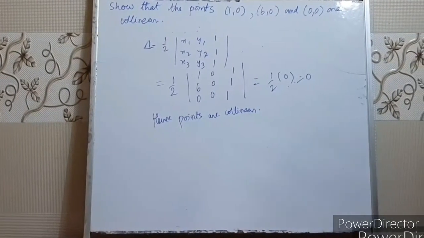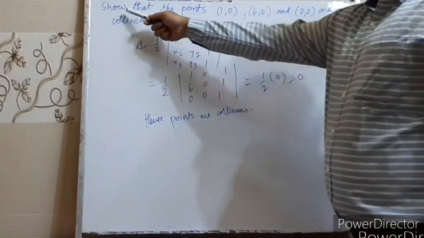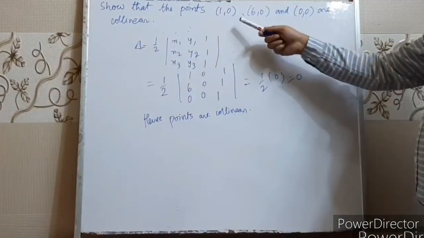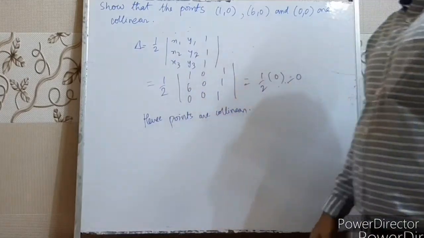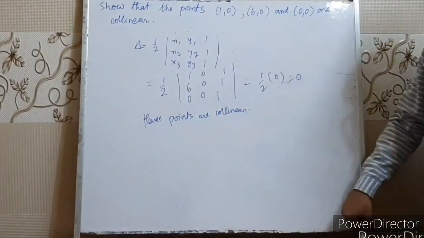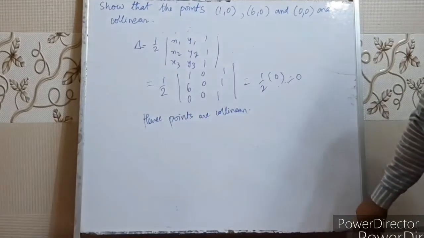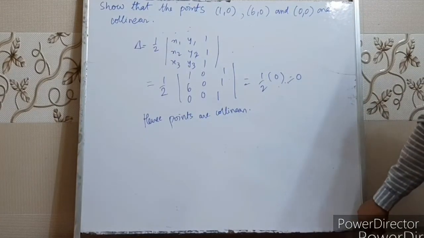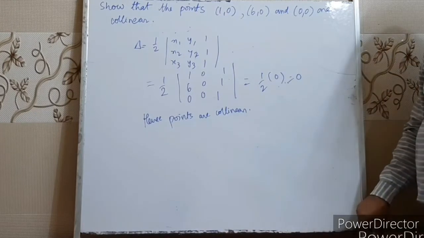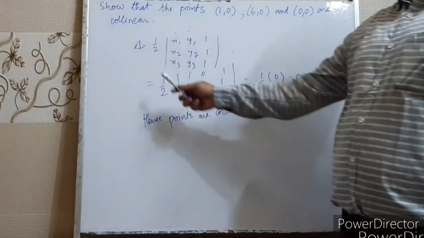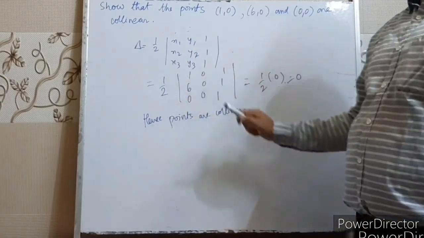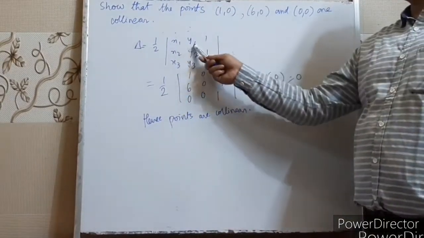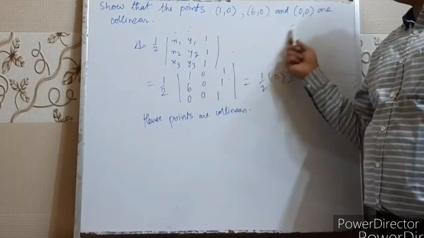Now, children, let's see the question: show that the points (1, 0), (6, 0) and (0, 0) are collinear. We have already discussed that when points are collinear, the area of the triangle is 0. So to prove that the three points are collinear, we have to prove that the triangle they form has area 0. We know the area formula is 1 by 2 into the determinant with rows x1 y1 1, x2 y2 1 and x3 y3 1. When we substitute the values of x1 y1, x2 y2 and x3 y3 from here, what do we get?